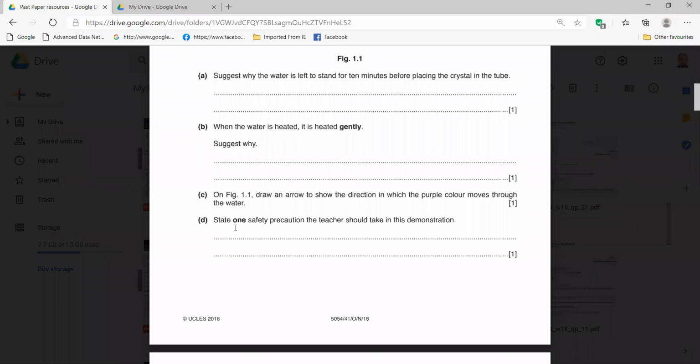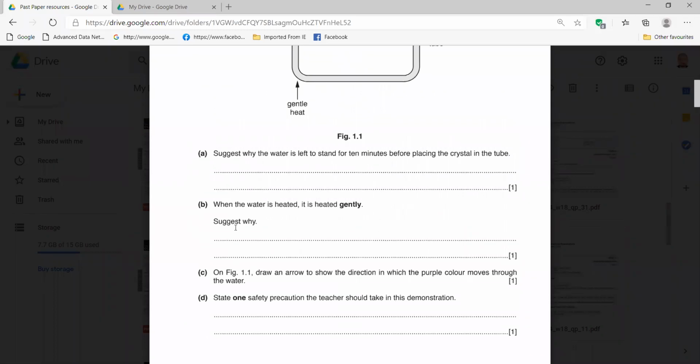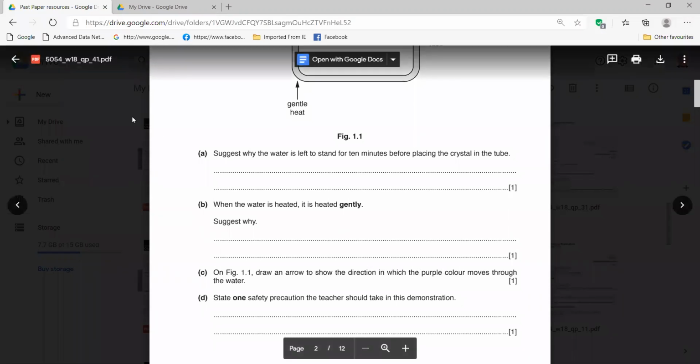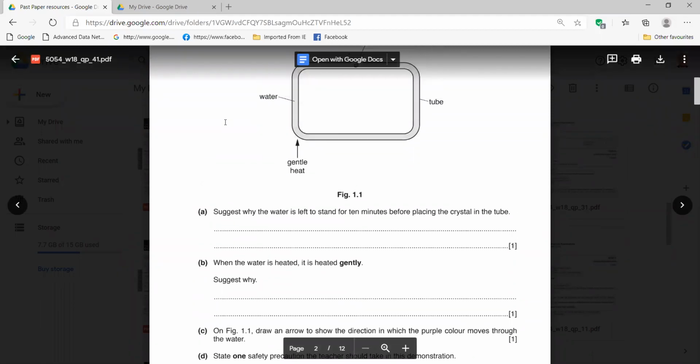Hello. Yes, sir. Read C and tell us how you'll draw it. In figure 1.1, draw an arrow to show the direction in which the purple color moves through the water. Yeah, how you'll do it. I cannot see the drawing. Can you show the drawing? Yeah, they are saying draw an arrow to show the direction in which the purple color moves through the water. So we are going to the diagram.